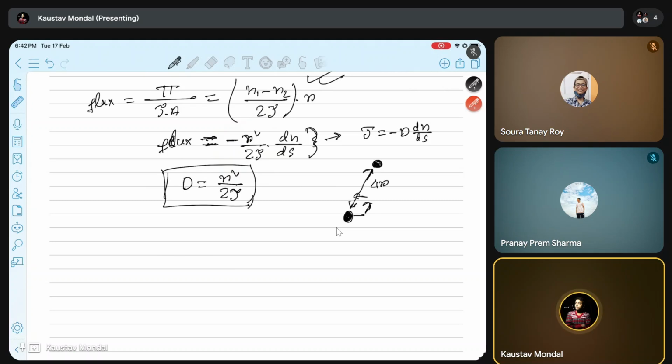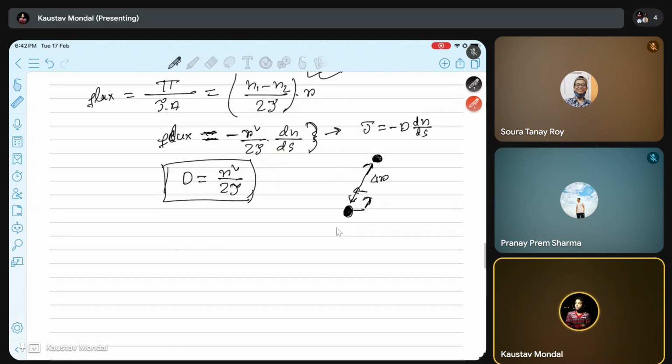Okay, this is delta r, that is in long time. But if you see in short time, you can see random movement. So it's a way you can see the particle diffuse from one place to another place. So that diffusion constant is basically related by this relation.